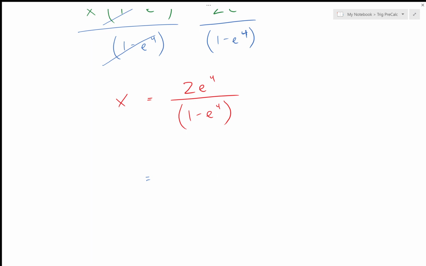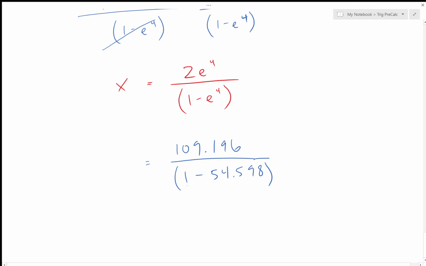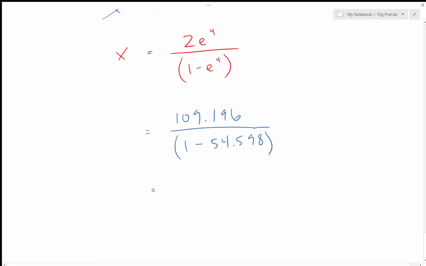So if I put this 2 times e to the 4th power on top, we get 109.196. On bottom, 1 minus e to the 4 gives me 54.598. And if we look at this, on the bottom, 1 minus 54 is going to come out to a negative 53-ish, right? And then that means the bottom is going to be negative. So if the top is positive and the bottom is negative, this answer is going to come out to a negative number. We couldn't have seen it from here, but this is a negative number.